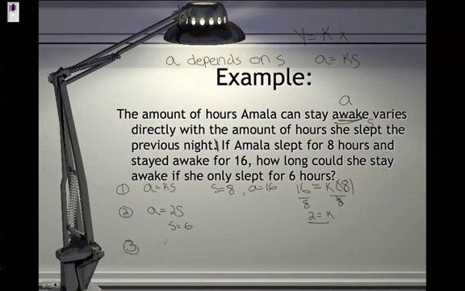So A would be equal to 2 times 6. 2 times 6 is 12. So if she sleeps for 6 hours, she can stay awake for 12. Not so bad, Amala. Not so bad.